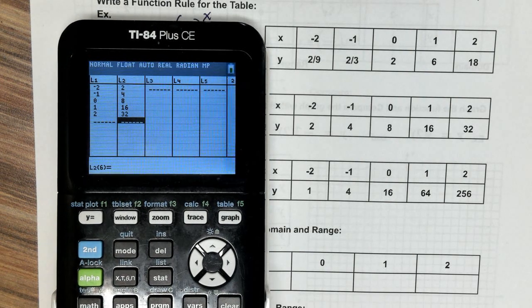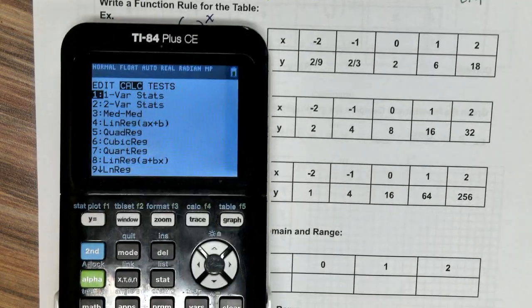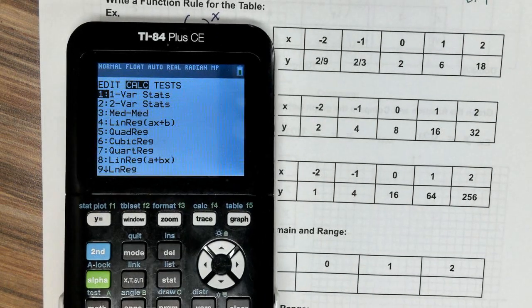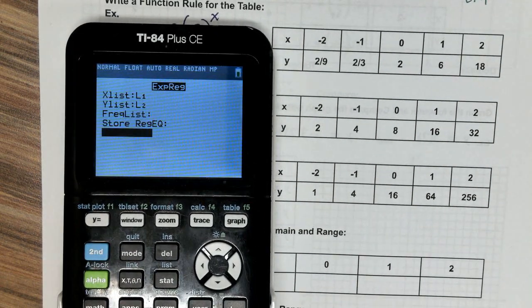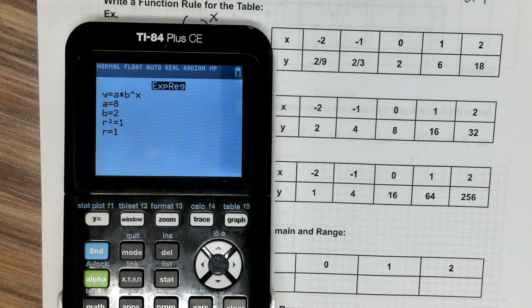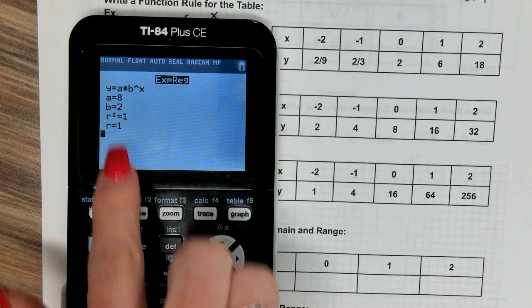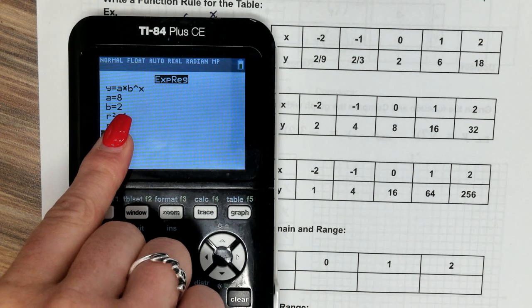Now that I have my numbers put in, I go to Stat Calc. What option am I going to choose? 0. And then enter until it gives you the answer. And then write your equation. Now remember, the R's are diagnostics. Don't look at them.